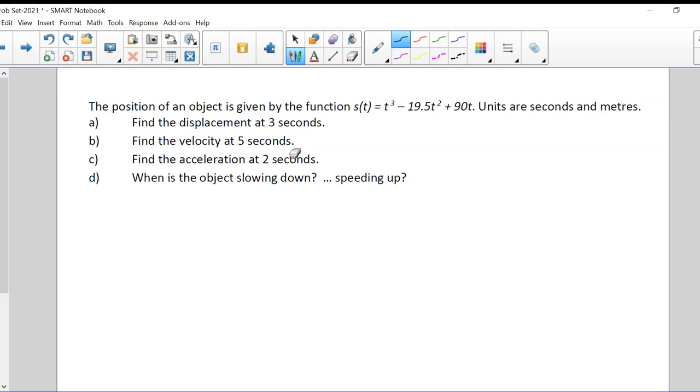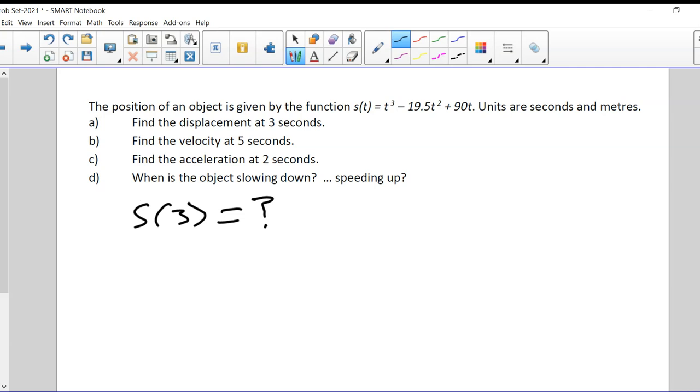All right, next question. Position of an object, and this is a position function, and they give you an equation. Units are seconds and meters, all that good stuff. Find the displacement at 3 seconds. The displacement means where are you? Where exactly are you? That part is hopefully easy enough, and that's just simply taking S of 3. And you can do that on your own.